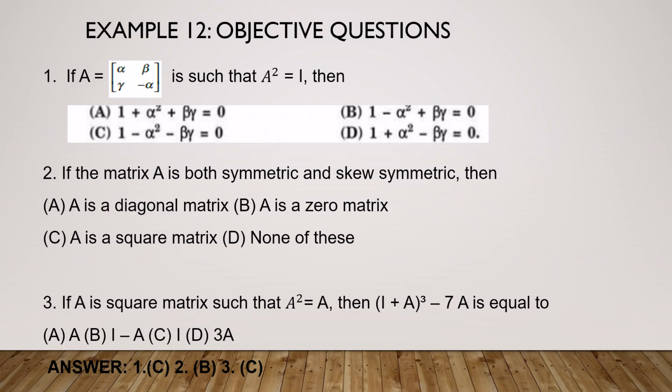Third case: if A is a square matrix such that A square is equal to A, then I plus A whole cube minus 7 into A is equal to what? The answer is C. It is very simple. Just simplify this expression, and wherever there is A square, you can put A. So you will get option C as correct. That means it should be equal to the identity matrix I.